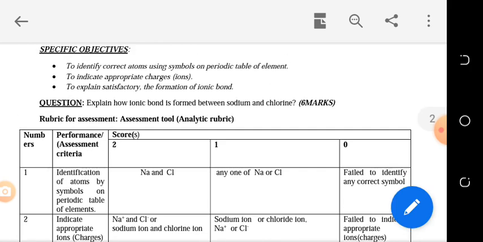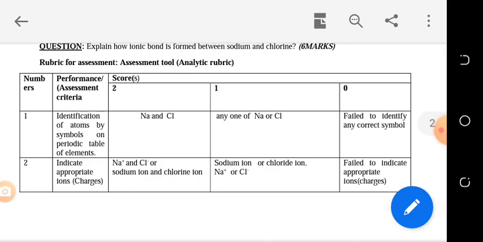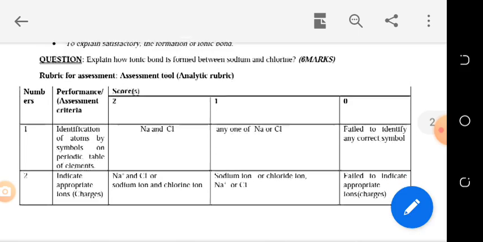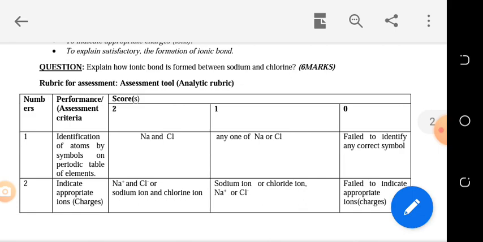Now, these objectives will lead us to what we need in the question. Explain how ionic bond is formed between sodium and chlorine. Sometimes you find a teacher setting a question like this, and giving this question 2 marks. But probably when you analyze using the rubric as a tool to distribute marks for this question in relation to specific objectives, you find that it will carry 6 marks.